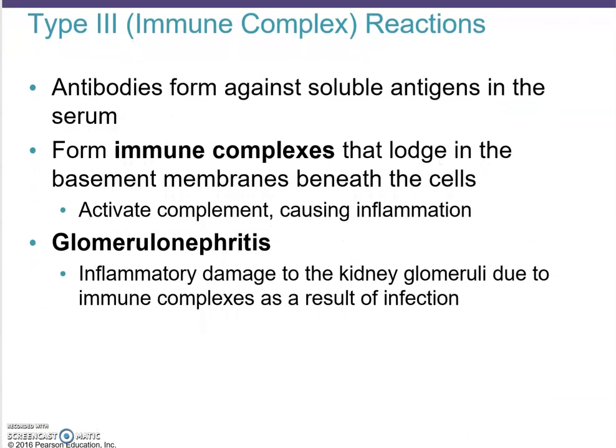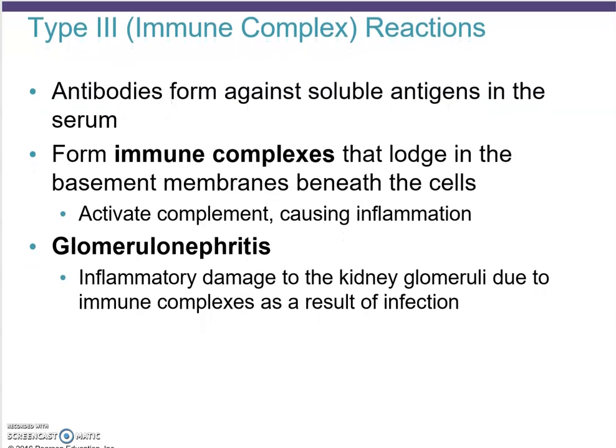Now moving on to type 3, immune complex reactions. That's another type of hypersensitivity. So here you're making antibodies against soluble antigens in the serum of your blood. So we're forming immune complexes that lodge in the basement membranes beneath the cells, and in the end they activate complement, causing massive inflammation. An example for this would be glomerulonephritis. That's inflammatory damage to the kidney, the glomeruli of the kidney, due to immune complexes as a result of infection.